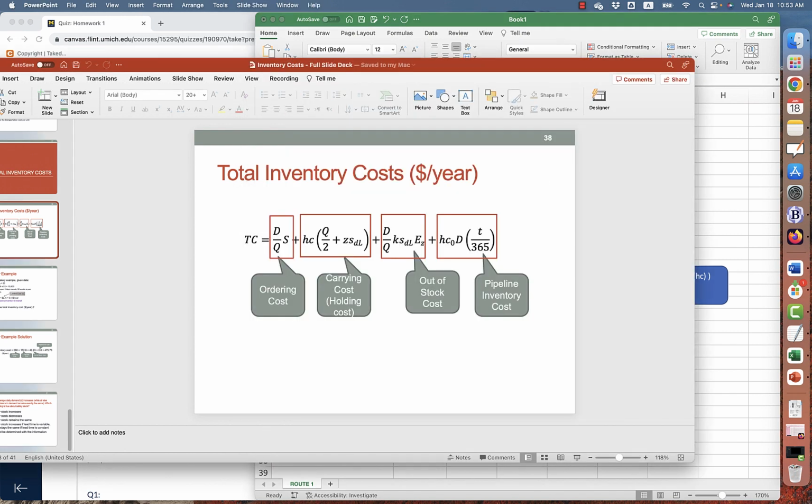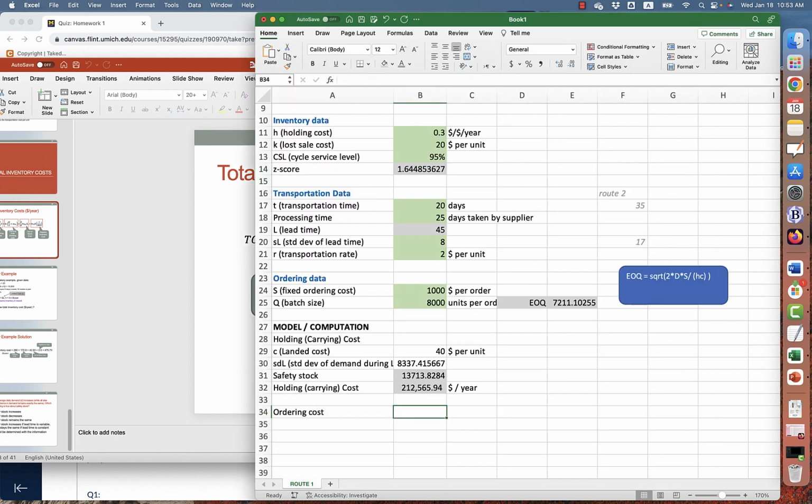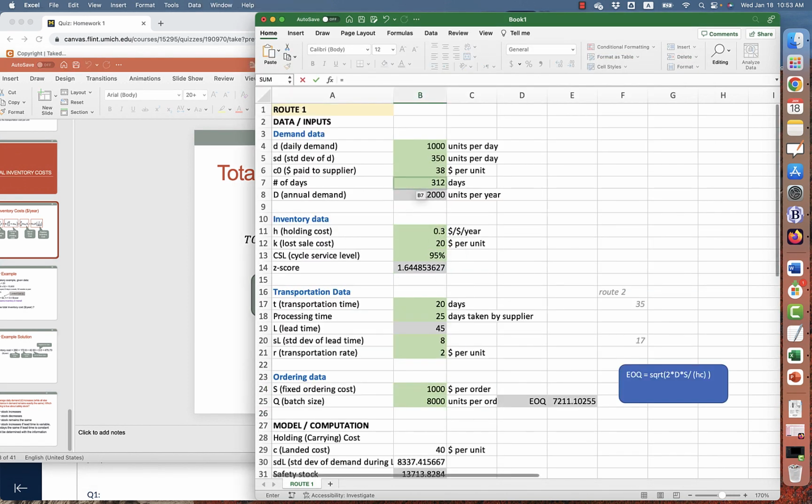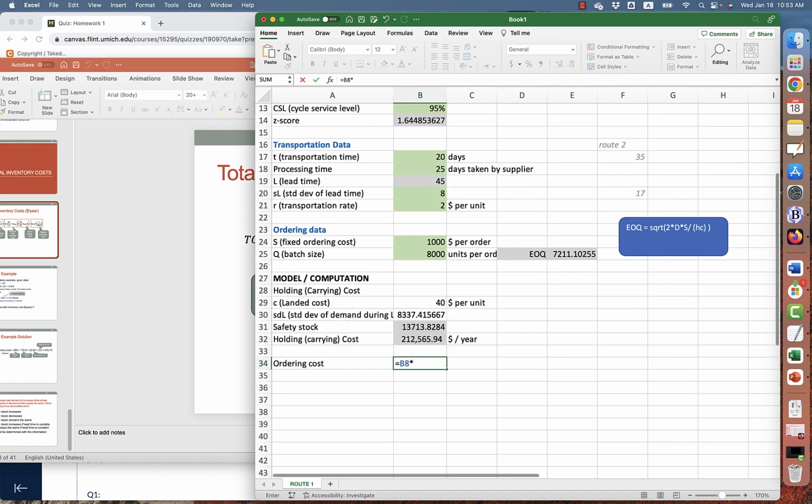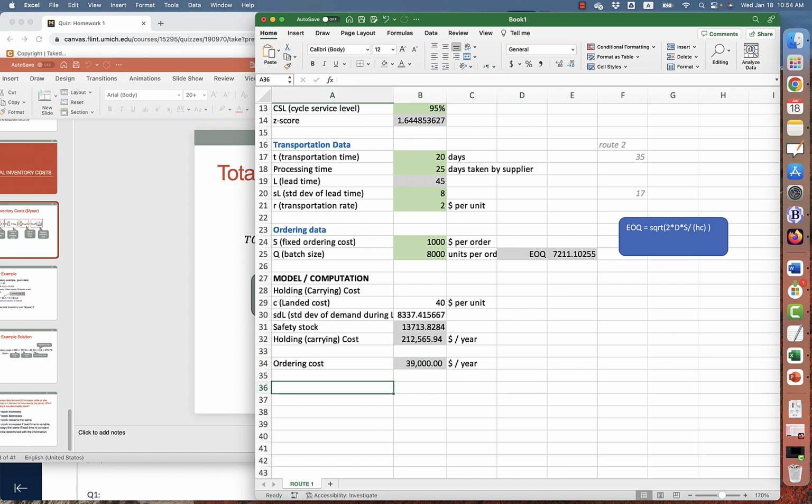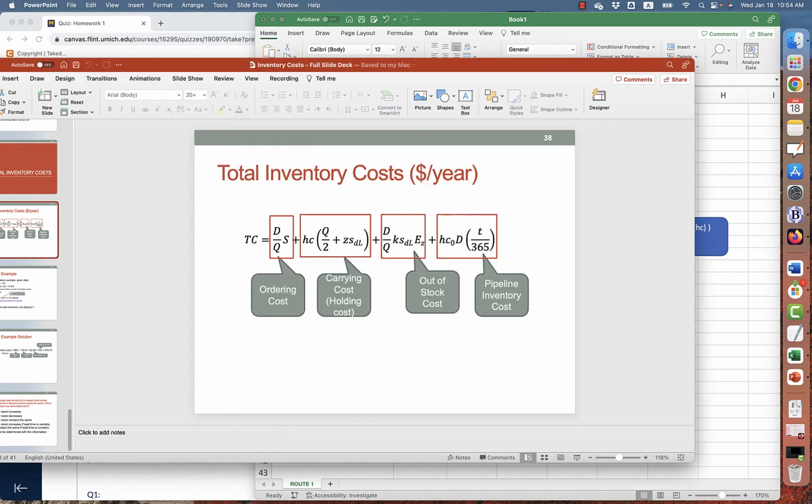The ordering cost formula was simple, D times S over Q. That's annual demand D times the fixed ordering cost S over the batch size Q. Again, this is dollars per year, and again, I'm going to format it just like this with a comma. That's 39,000. Then we've done the ordering cost, this box, we've done the carrying cost, we're going to do out of stock costs.